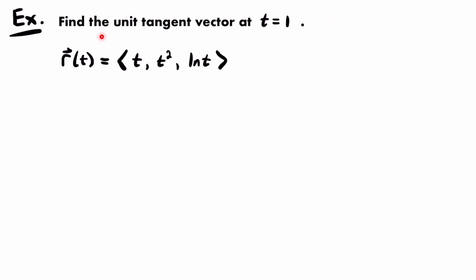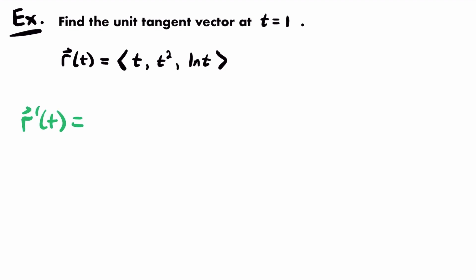Next up, we want to find the unit tangent vector at t equals 1 for this vector function. This time we have a vector function with 3 components. The x component is t, the y component is t squared, and the z component is the natural log of t. All right, so let's find the unit tangent vector for t equals 1. Let's start by finding the derivative of our vector function.